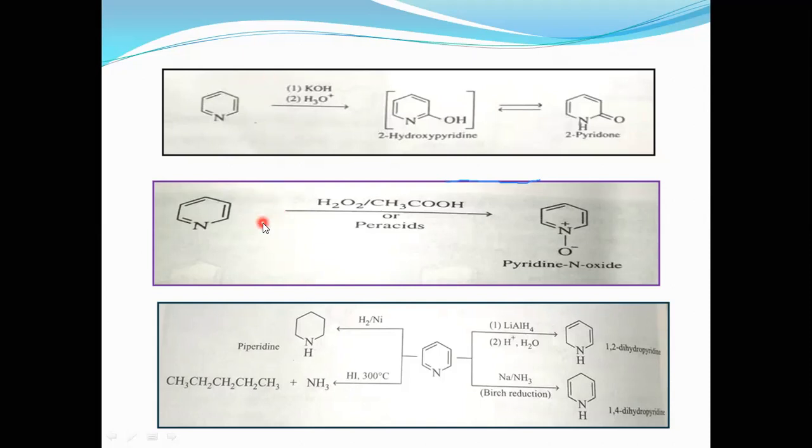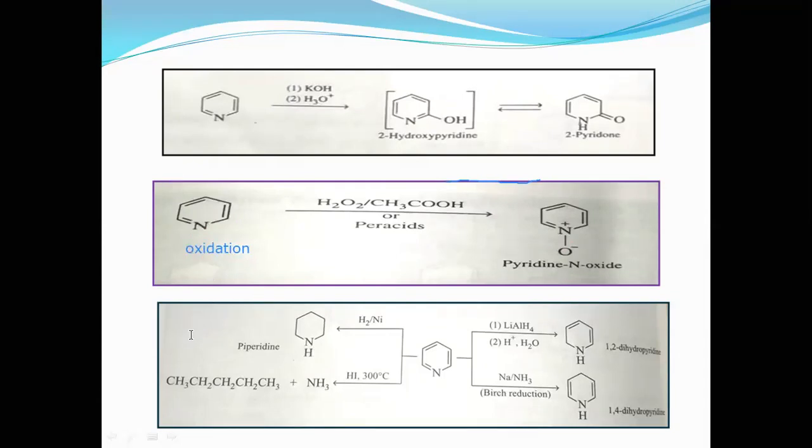Pyridine also undergoes oxidation reaction. It undergoes oxidation with hydrogen peroxide and acetic acid, or peroxy acids. We can get pyridine N-oxide as the product. This is the oxidation reaction.